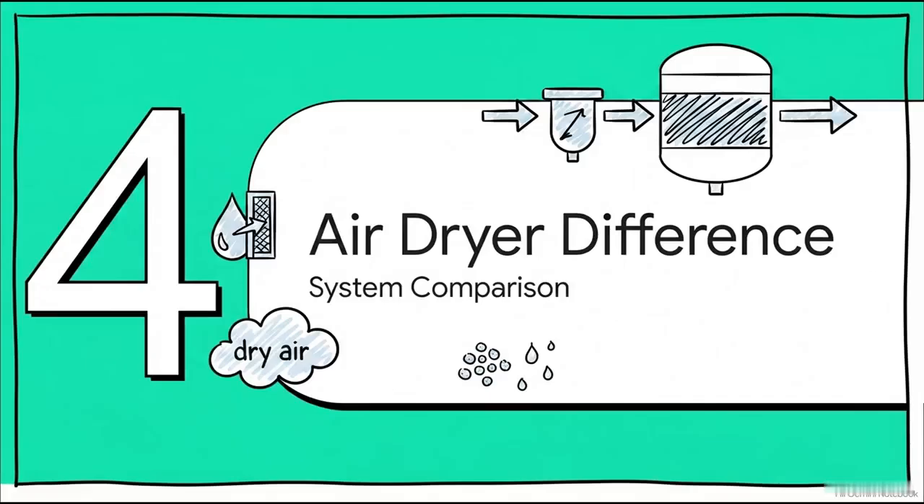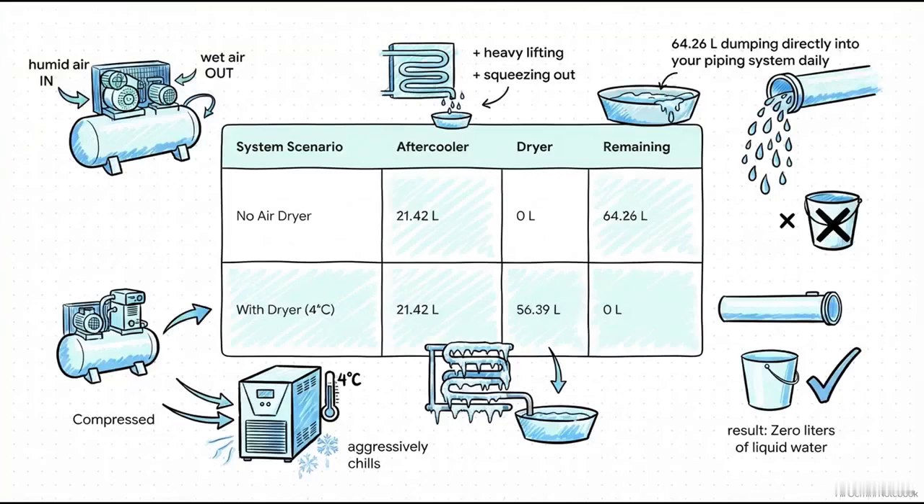Section 4, the air dryer difference. The question is, where does all that water go? The sheer volume of damage you can do by skipping one piece of equipment is unbelievable. If you operate without an air dryer, your compressor's aftercooler will do some heavy lifting. It squeezes out about 21.42 liters of water. But that still leaves a massive 64.26 liters of liquid water dumping directly into your piping system daily.